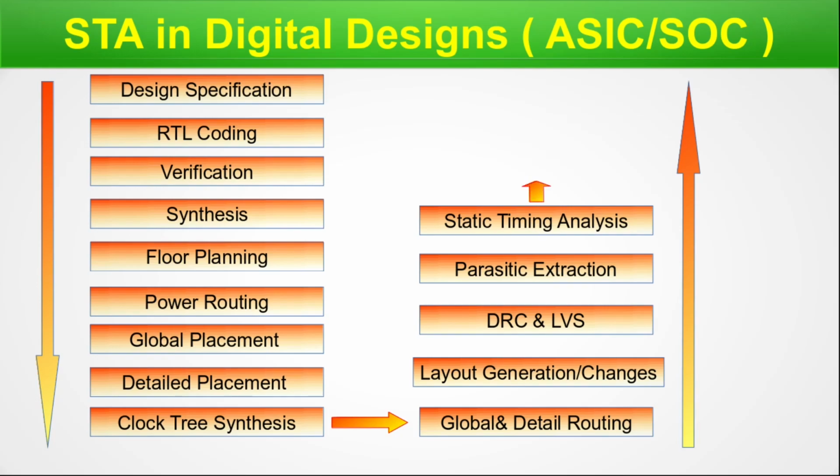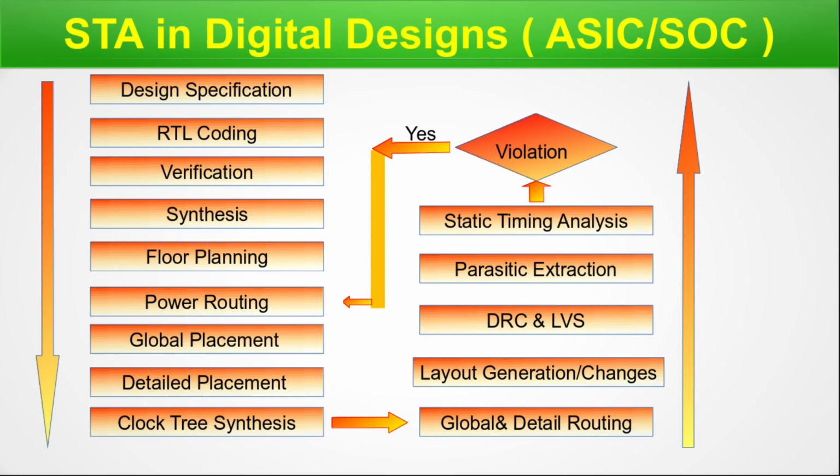Next, when our parasitic extraction is ready, we do the static timing analysis. And do remember guys, this is the backend or post-layout static timing analysis. Now at this stage, if we find a violation, then we go back to the place and route stage. If we do not have a violation, then the design is ready for tape out.